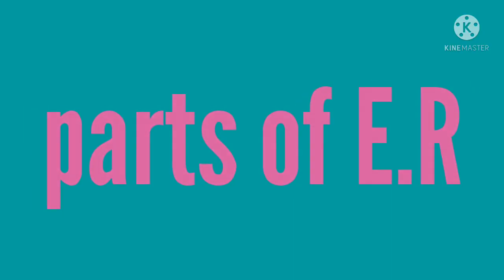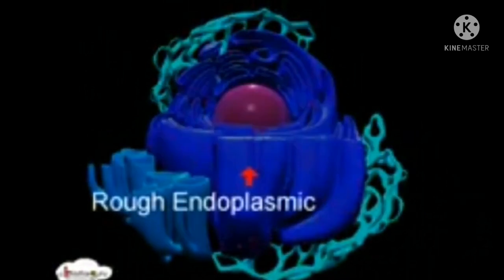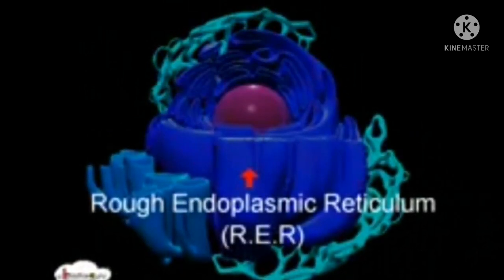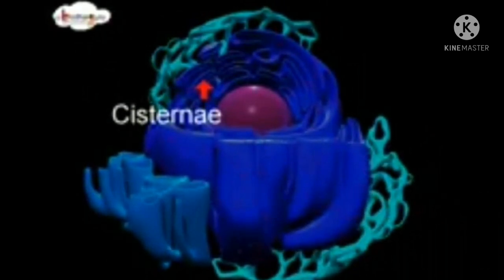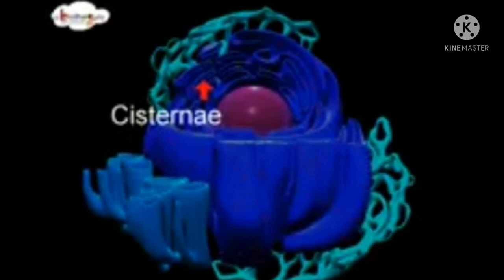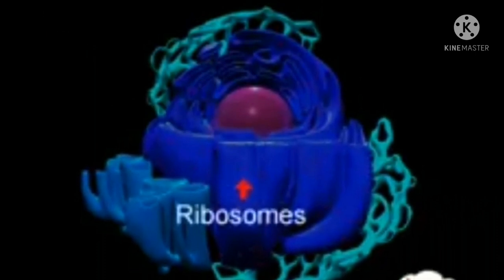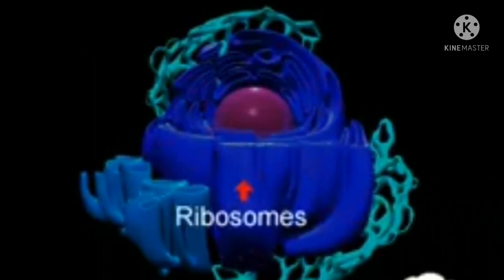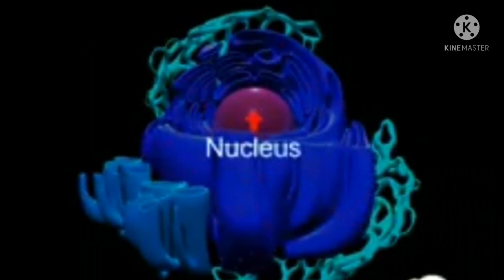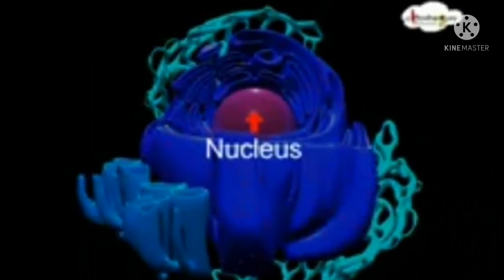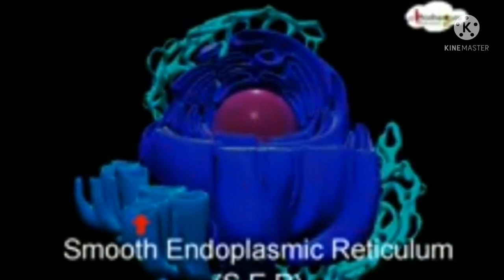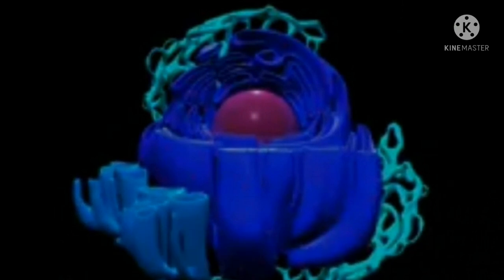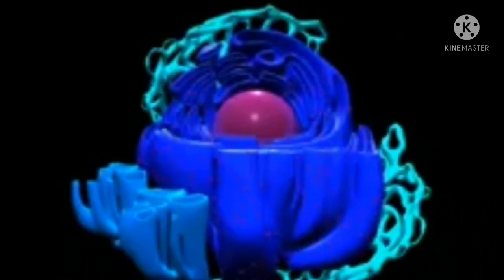The main parts of ER are rough endoplasmic reticulum, cisternae, ribosomes, nucleus, and the smooth endoplasmic reticulum, in short form SER.